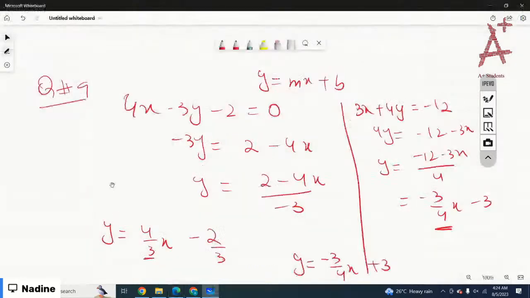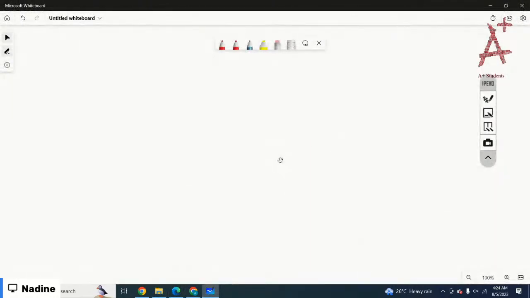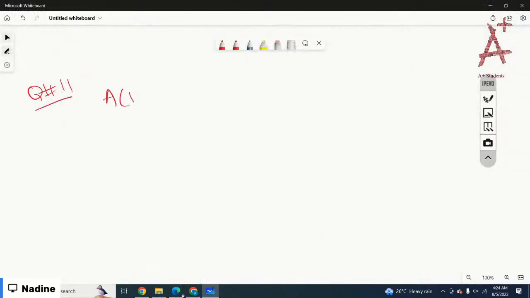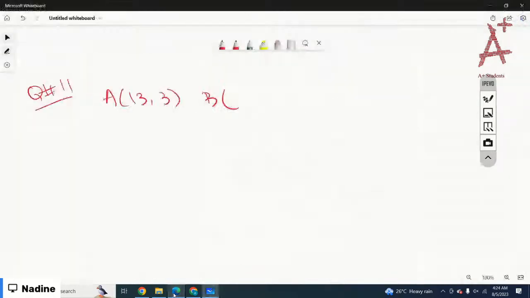Let me just write them down on board. Question number 11. They are A (13, 3), B (3, 5), and C (-2, 20). We have to see if the vertices form a right triangle.